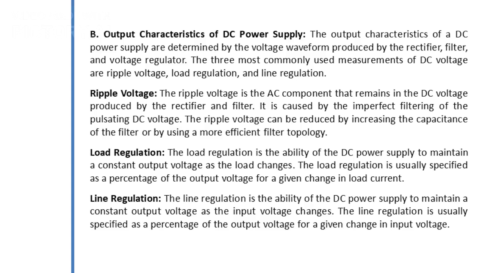The output characteristics of a DC power supply include ripple voltage, load regulation, and line regulation. These characteristics ensure the DC power supply provides a stable and consistent output voltage.